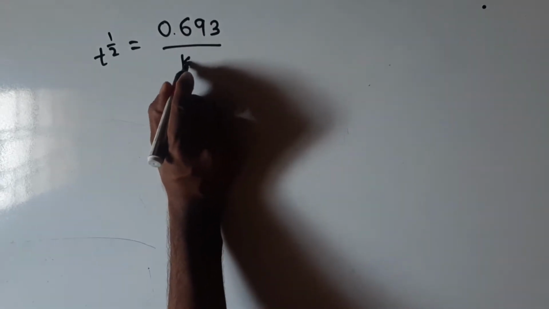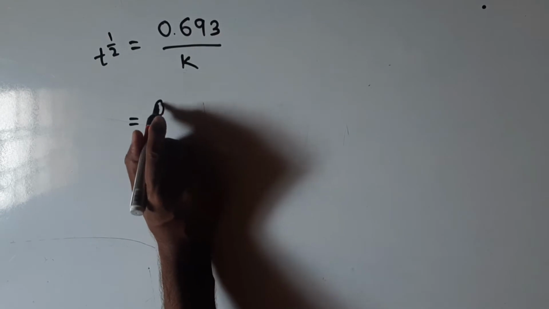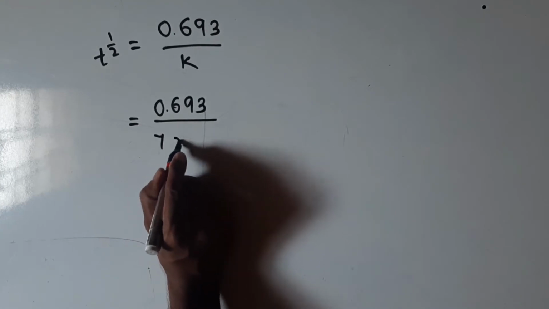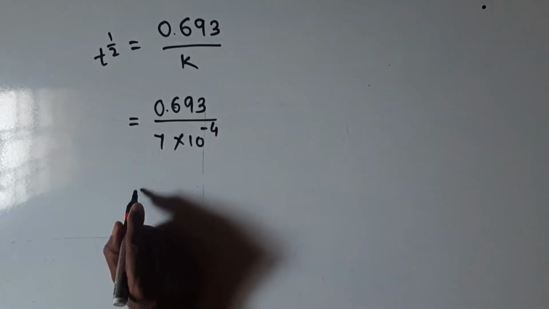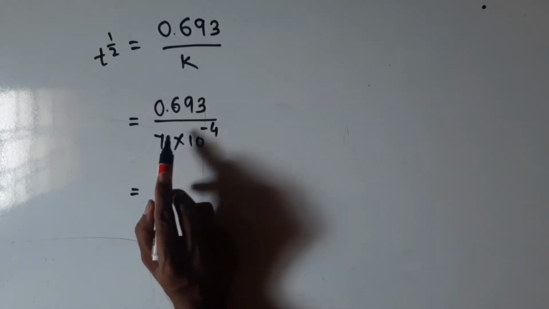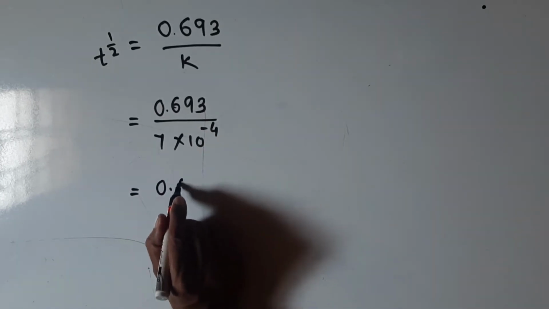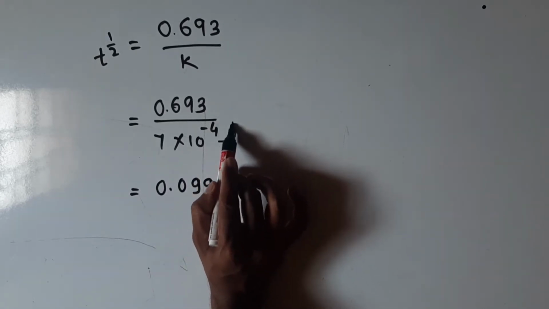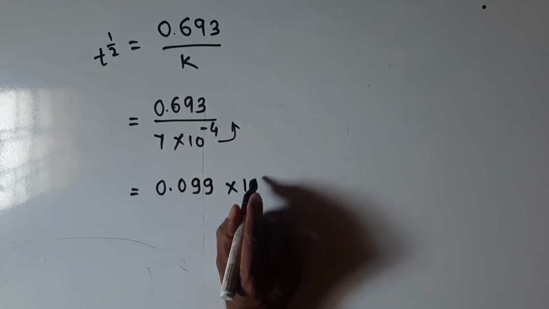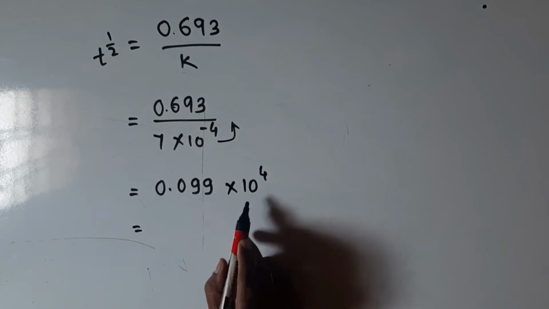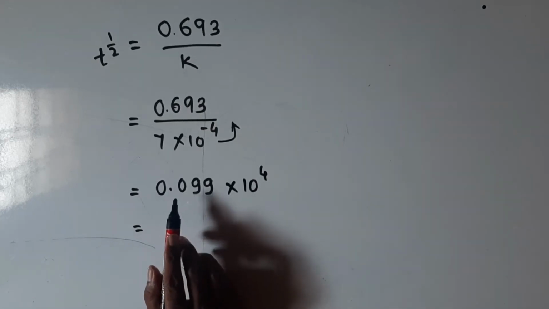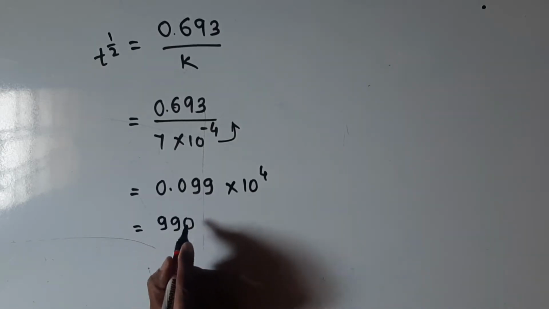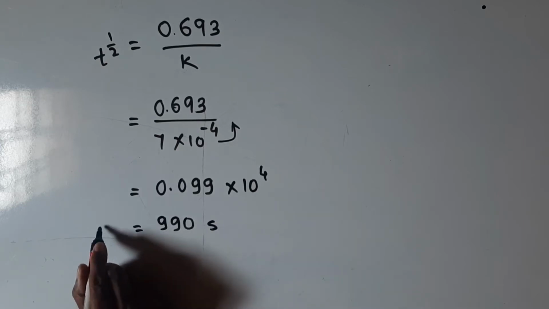0.693 divided by K. So this is equal to 0.693. Value of K is given to us, that is 7 into 10 to the power minus 4. So when you solve 0.693 divided by 7, you will get 0.099. This 10 to the power minus 4, when it is shifted to the numerator, becomes 10 to the power 4. Now we don't need this 10 to the power 4, so we are going to shift the decimal point from left to right by 4 digits. So we'll get the answer as 990. Unit will be seconds.